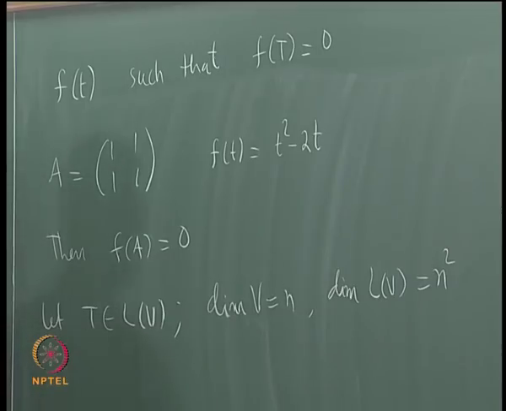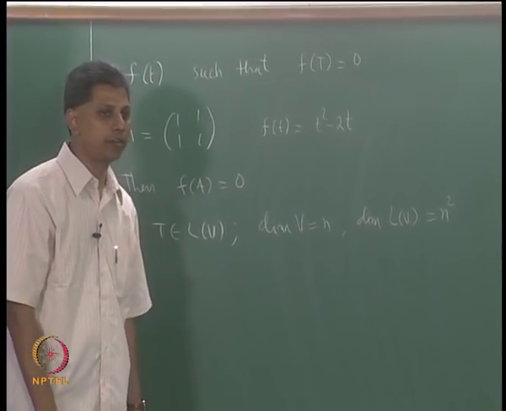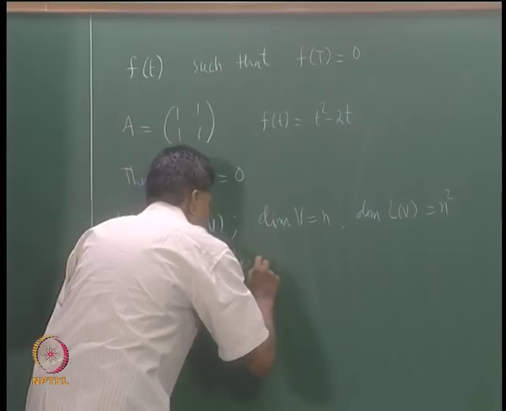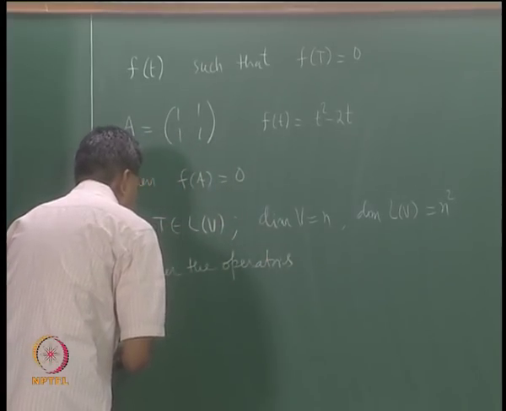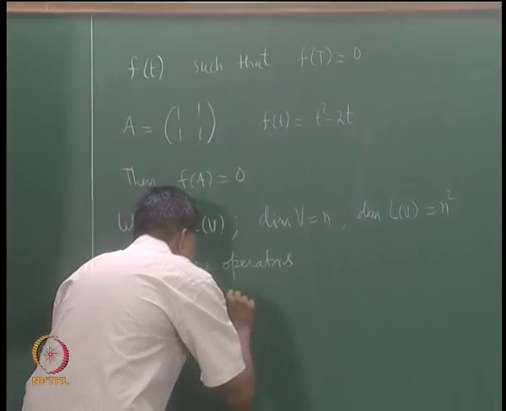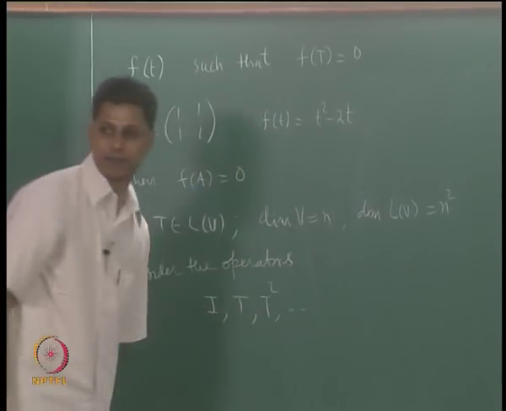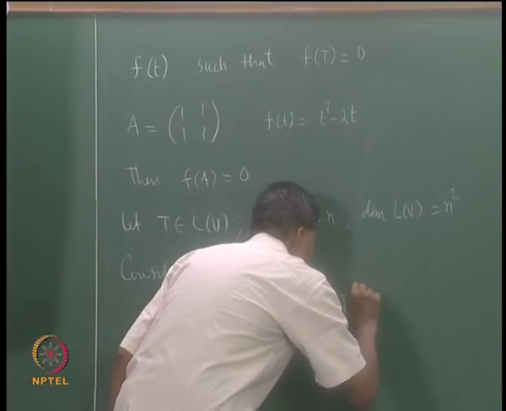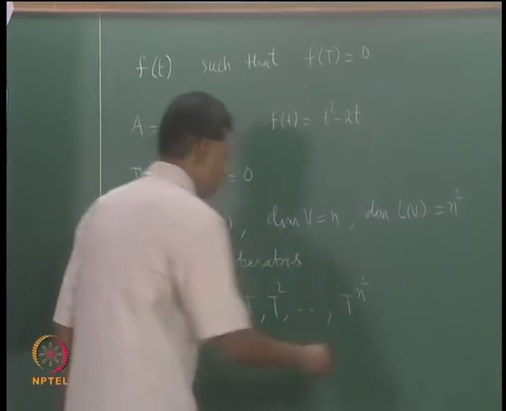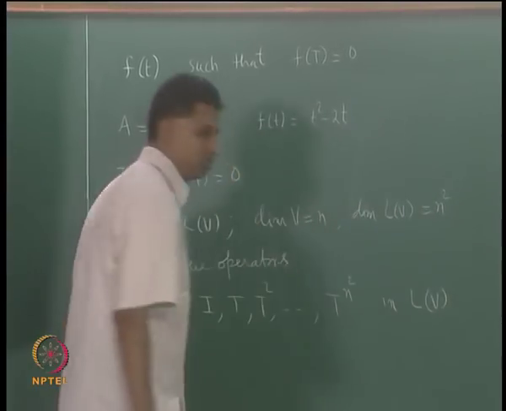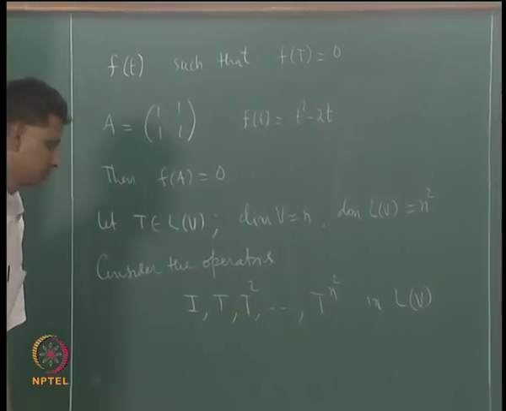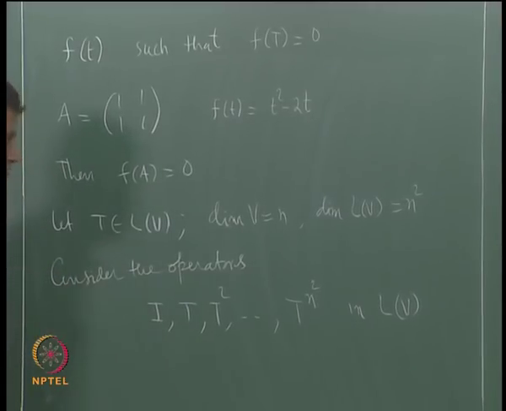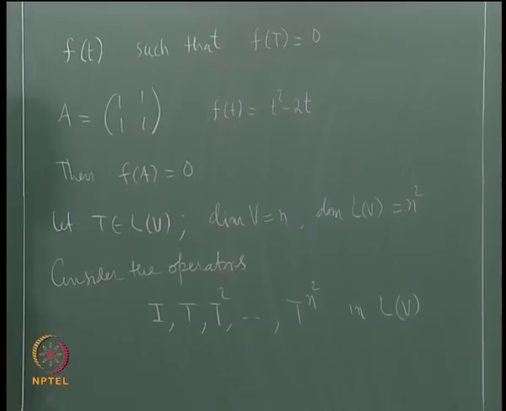L(V) is the space of all linear operators on V. Consider the following operators, starting from I, T, T square, etc., up to T to the n square. These are elements of L(V), vectors in this vector space. There are n square plus 1 vectors in the vector space L(V). The dimension of L(V) is n square, so these must be linearly dependent.